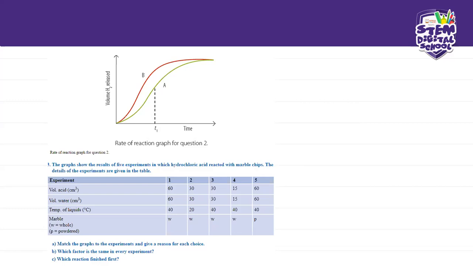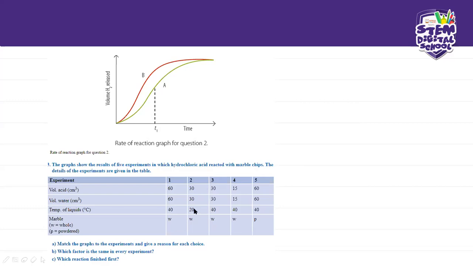Number three says the graphs show the results of five experiments in which hydrochloric acid reacts with marble chips. So the details of the experiment are given in the table, okay? Five experiments react with marble chips, okay? So these are the different volumes that were used, okay? So number one is 60, number two is 30. So these are the volume of the acid. But I think the marble chips remain constant.